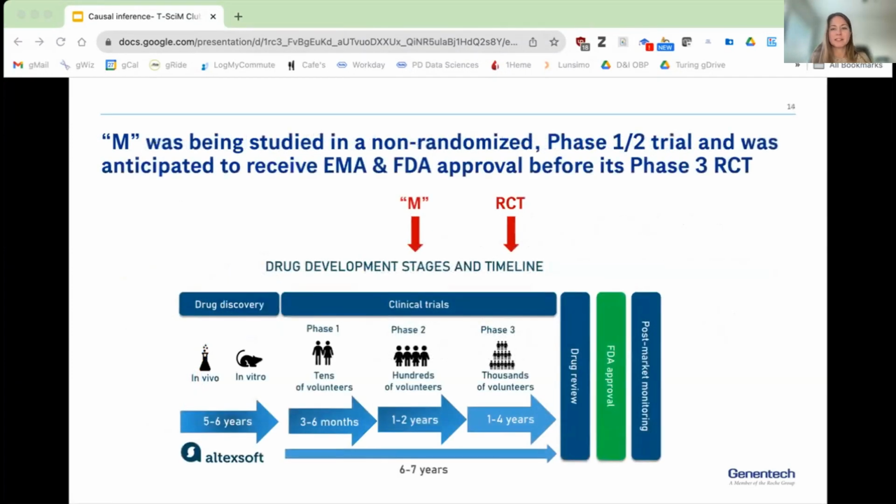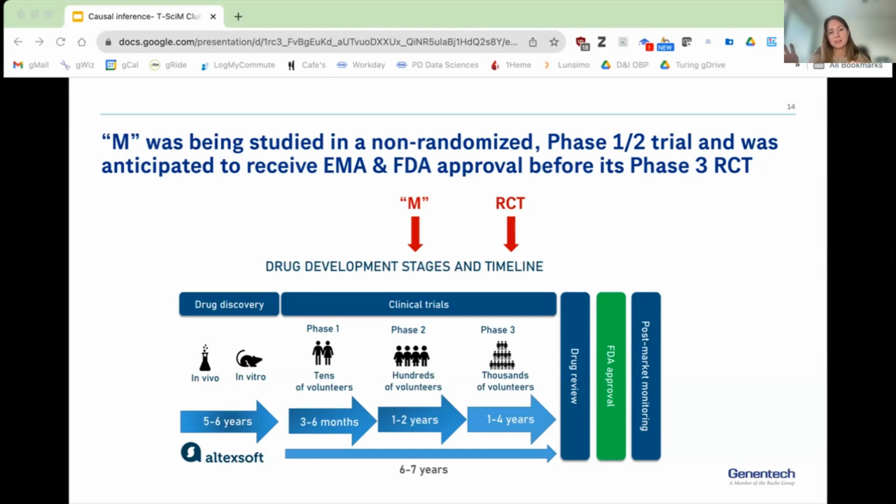But what's important about this? It's sometimes the case that a drug can receive accelerated approval. So when a drug is shown to have a profound effect within a population of high unmet need, this was the case for our drug M, which was set to receive regulatory approval by FDA and EMA after its phase 1 and 2 studies, which are when you exclusively treat a handful, maybe 100 patients with disease, and there's no control group. So in drug development, RCTs are going to be happening later in phase 3. And bottom line, M was going to be approved before it hit a randomized trial.